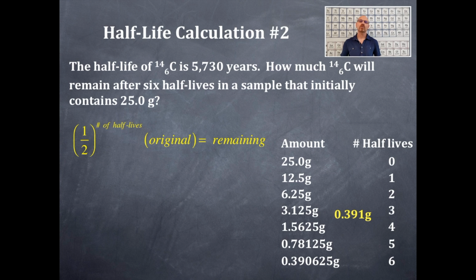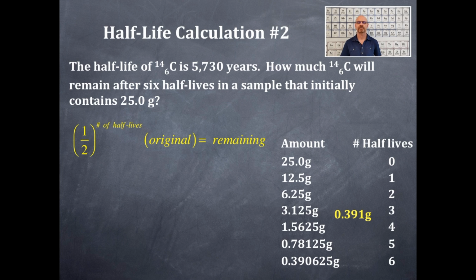Okay, here's another equation. You might want to memorize this one. So it's 1/2 to the power of the number of half-lives times the original amount equals the amount that remains. So the 1/2 is there all the time. That is like a constant. How many half-lives do we have in this problem? 6 half-lives. So it's going to be 1/2 to the power of 6 times the original amount.